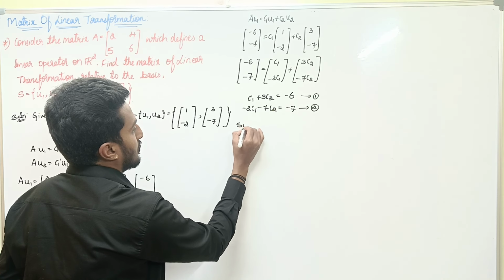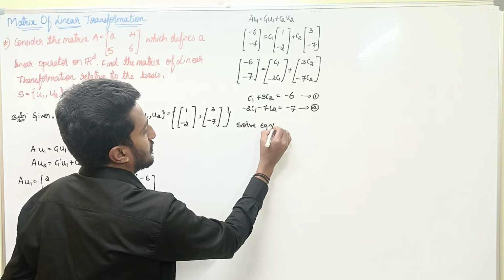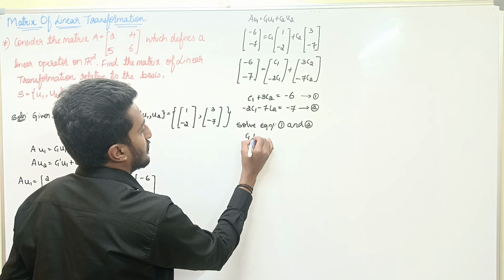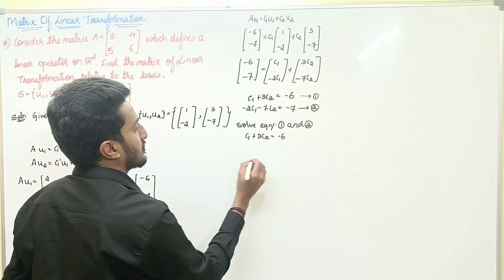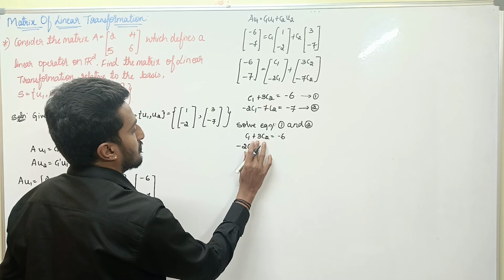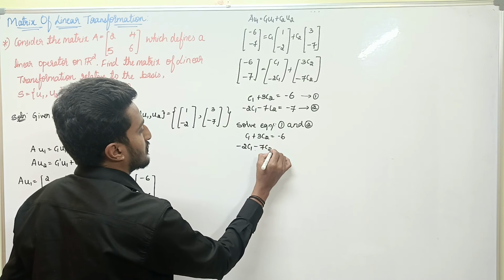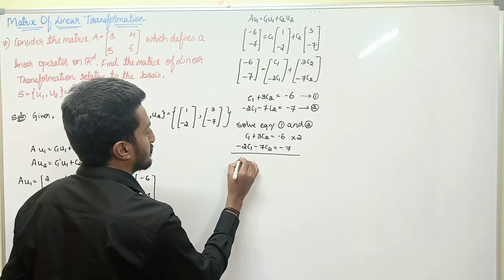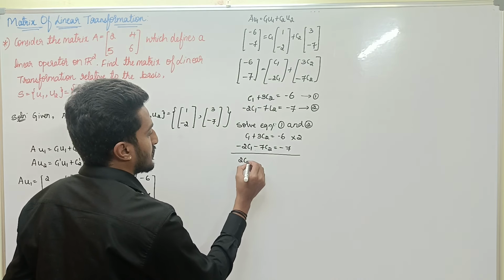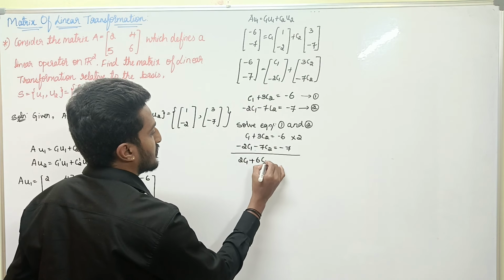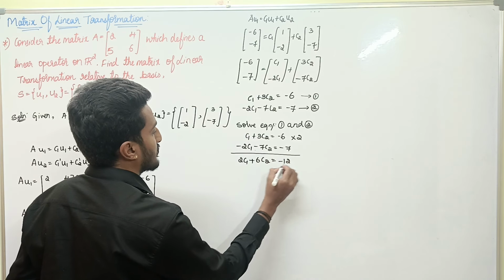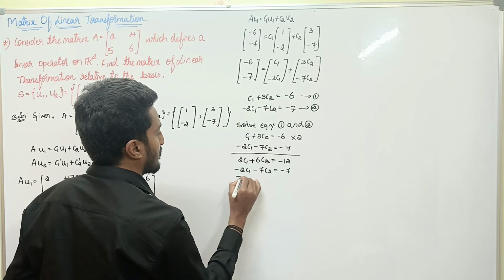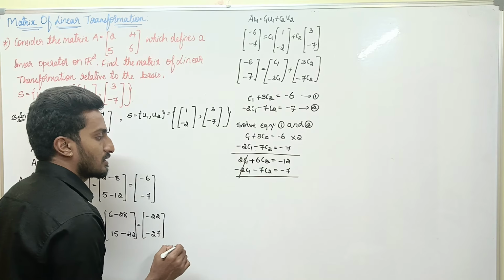Let us solve equations 1 and 2. C1 plus 3 C2 equal to minus 6, and minus 2 C1 minus 7 C2 equal to minus 7. Multiply equation 1 by 2 to get 2C1 plus 6 C2 equal to minus 12. Adding minus 2C1 minus 7 C2 equal to minus 7, the 2C1 and minus 2C1 get cancelled.